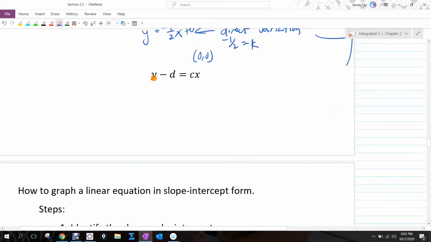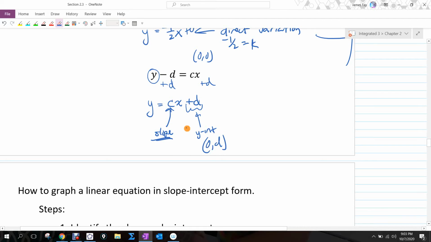This one's a little bit more abstract. All I'm going to do is try to isolate the y. So I add d to both sides. So I get y equals c times x plus d. And the c is my slope. Maybe there's somewhere later in the problem that tells me c is this value, or how I can find it with a different equation. But right now it's just arbitrary. I don't know what it is. And positive d would be my y-intercept, and the point of that would be 0, comma d.